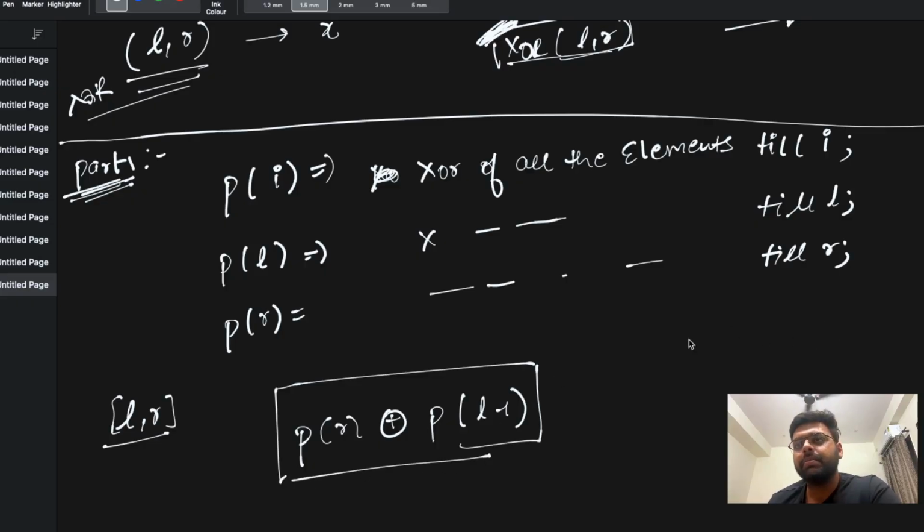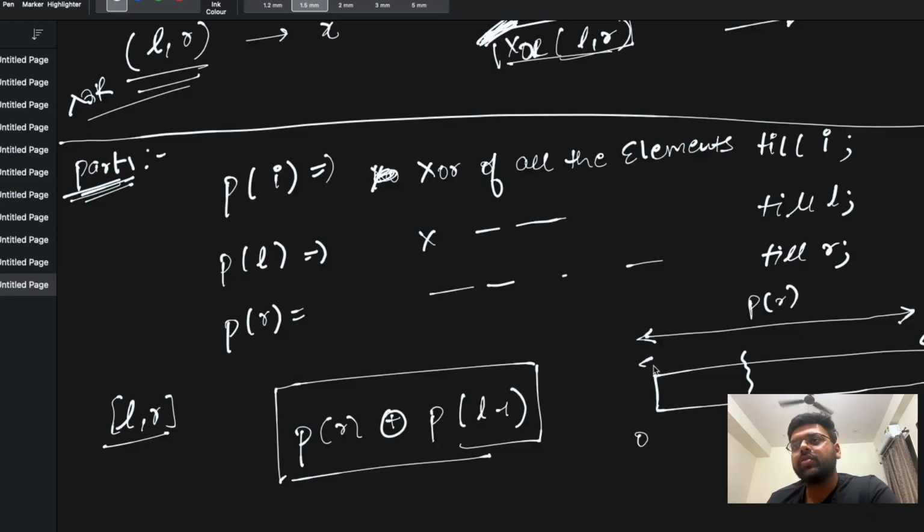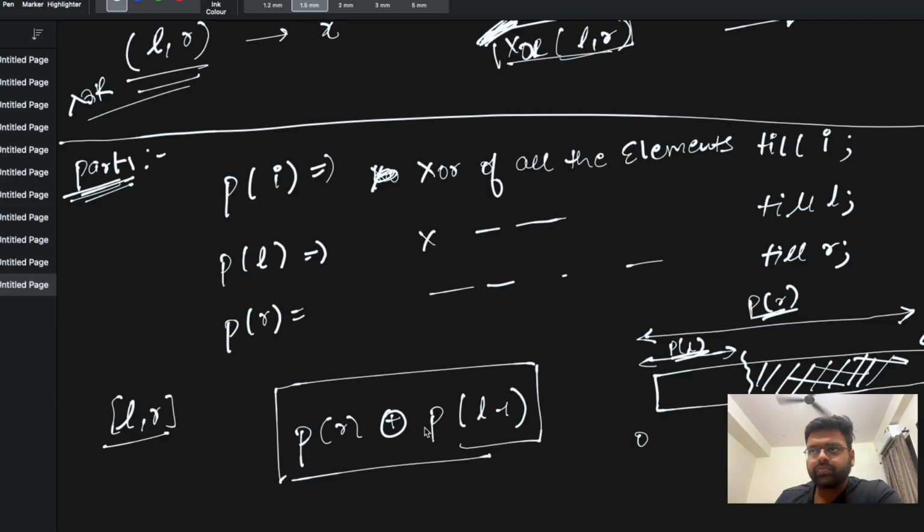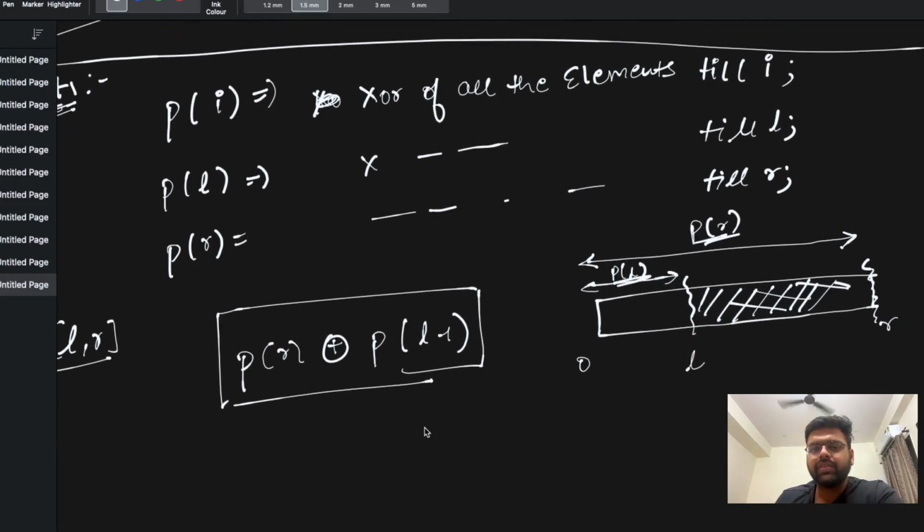If I give you a pictorial representation, let's suppose this is from 0 to R and here is L. This is the XOR, P of R, and this is the XOR, P of L. Then this value would simply be this XOR this, P of R XOR P of L minus 1. This would have simply been this.